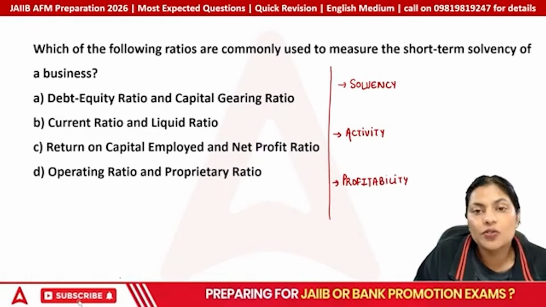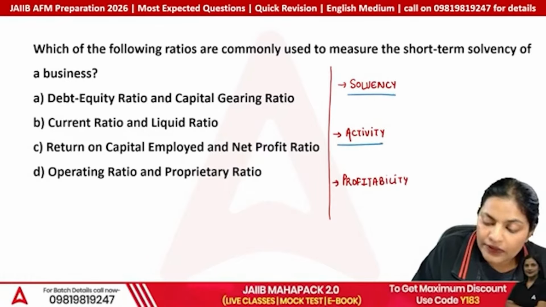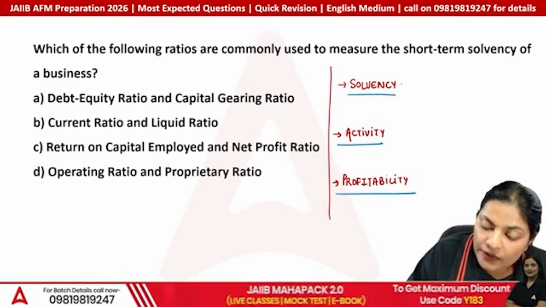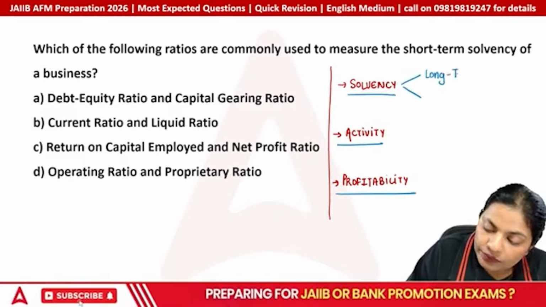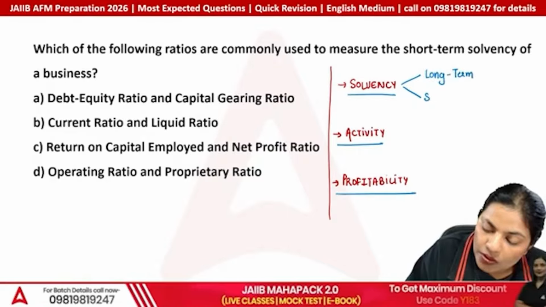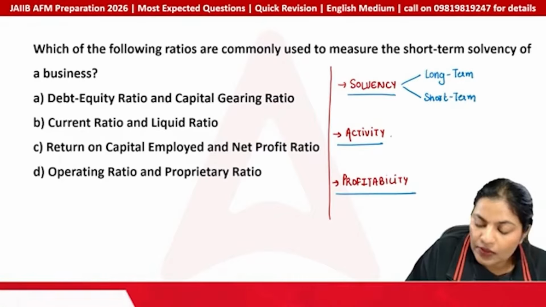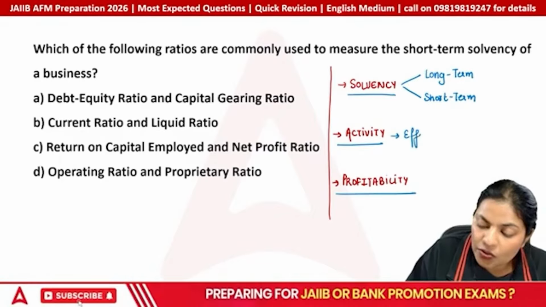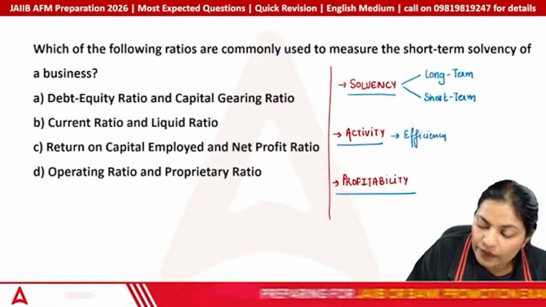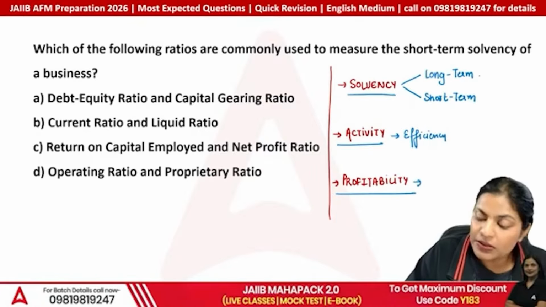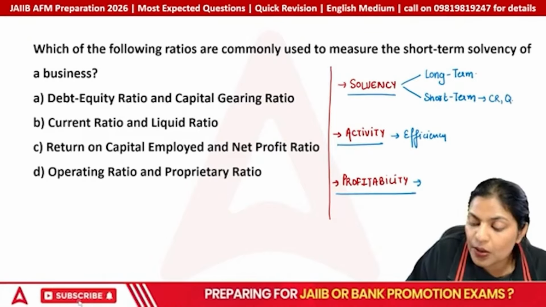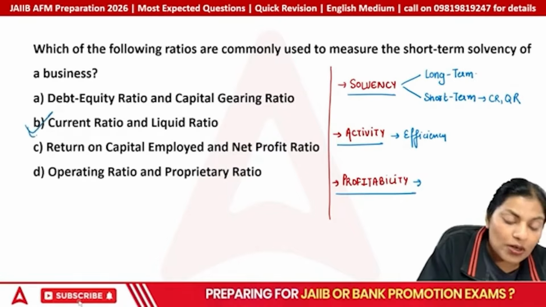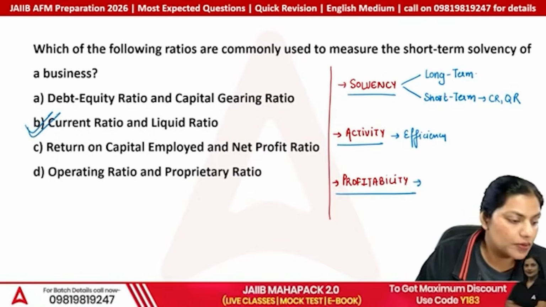So we have 3 ratios: solvency, activity and profitability. Solvency is further divided into 2: long-term, short-term. Activity ratios are your efficiency ratios based on your sales, and profitability are profit-oriented business. Right now, they are asking you about short-term solvency, current ratio and quick ratio, also called as asset test ratio or liquid ratio. So that would be the right answer.